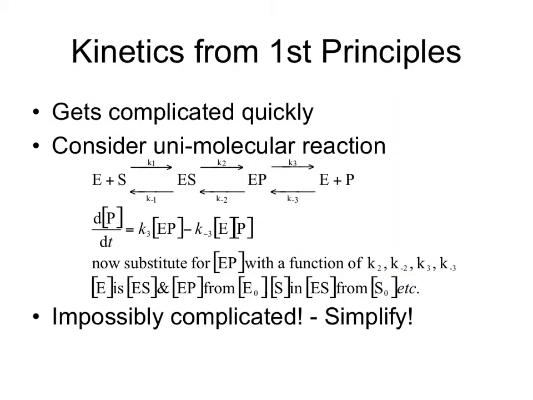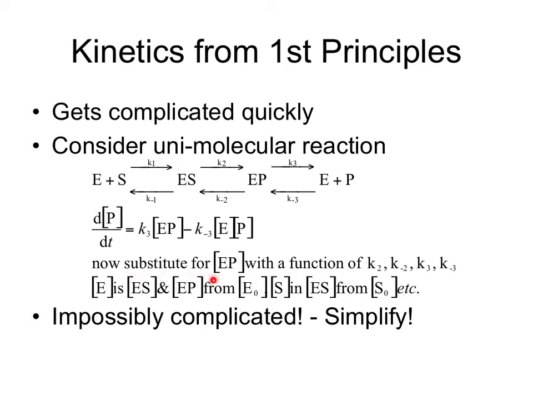The enzyme kinetics gets complicated very quickly. So if we consider this unimolecular reaction where you have enzyme plus substrate forming that enzyme substrate complex, which forms the enzyme product, and then it releases that. You can look at the rate of product formation as the rate, right, K3 of the enzyme product complex minus K minus 3 of the enzyme and product.